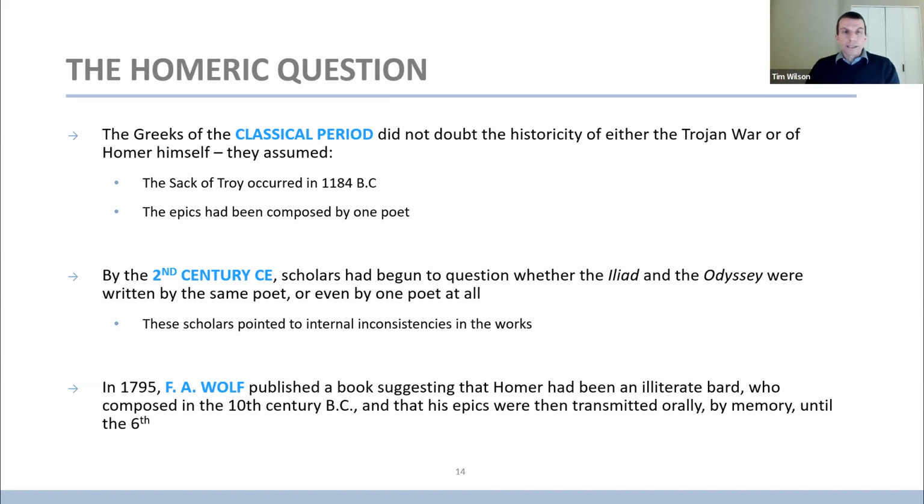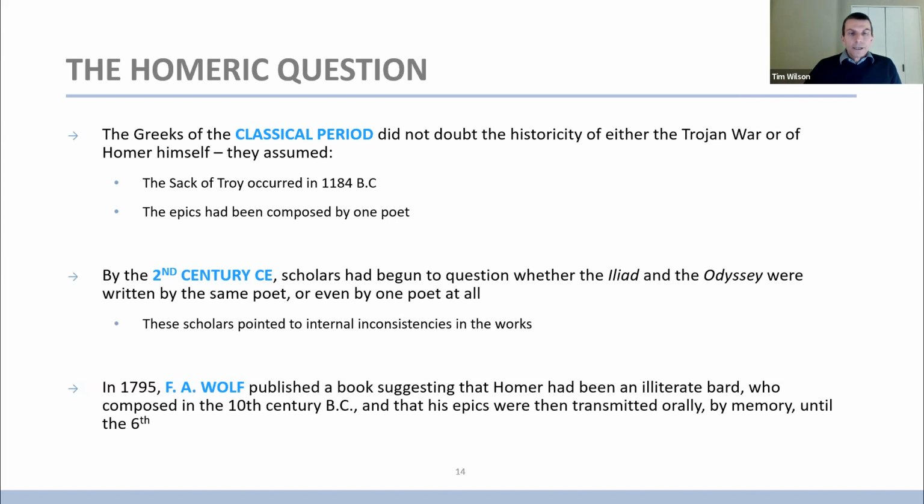So that's with respect to the sack of Troy, probably based on some sort of conflict that happened in the 12th century. In terms of the poet Homer, there's even less evidence than that in terms of whether it was one poet or whether it was disseminated by several strands of stories that were composed through the ages. So by the second century of the Common Era, scholars had begun to question whether the two epics were written by the same poet or even by one poet at all. They pointed to inconsistencies in the work, and they asked questions about the distance between the original and the texts that we have.